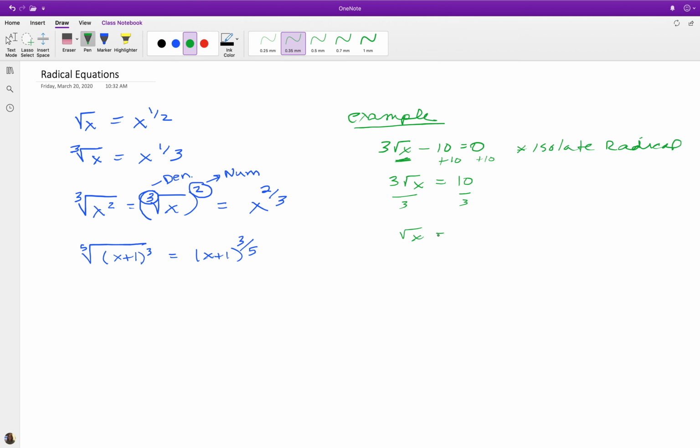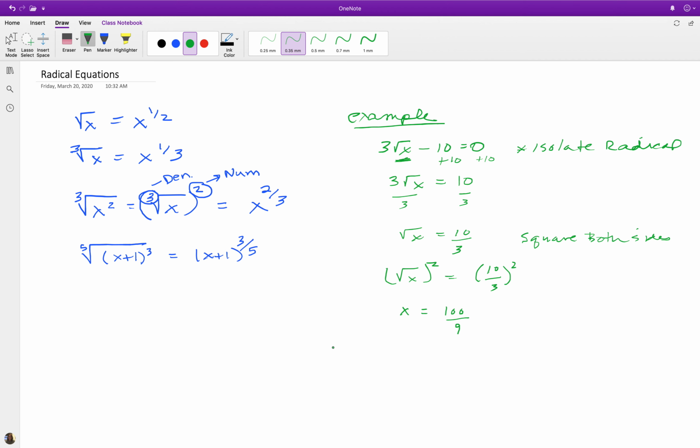So square root of x is equal to 10 over 3. Okay, so now we want to know what is x. To get x by itself, I'm now going to square both sides of the equation. So that means we're going to square the left, and we're going to square the right. The square root of x squared is just x, and then if I'm squaring a fraction, the numerator, 10 squared, is 100, and 3 squared is 9.